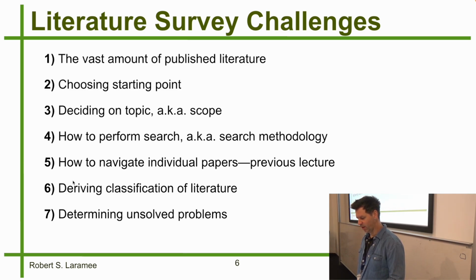This part is tricky. Deriving a classification of literature. That's one of the topics for today. And then determining unsolved problems. So 6 and 7 are topics for today. 1, 2, and 3 are topics for today. 4 and 5 are topics we've already covered. So keep that in mind. We're not going to really be talking about 4 and 5 today. We're going to be talking about 1, 2, 3, 6, and 7.